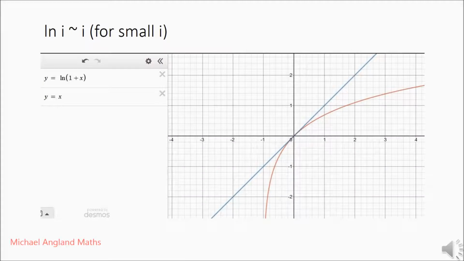Now, looking at the graph of these two functions, I've changed these to use mathematical variables. So instead of I, I've put x. So we have the first function, which is y = log of (1 + x), which is in red.